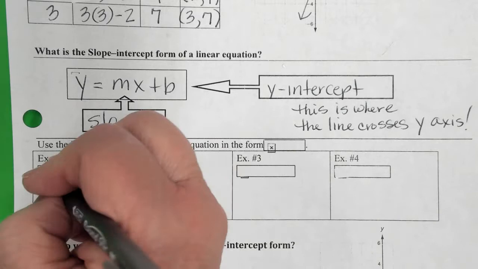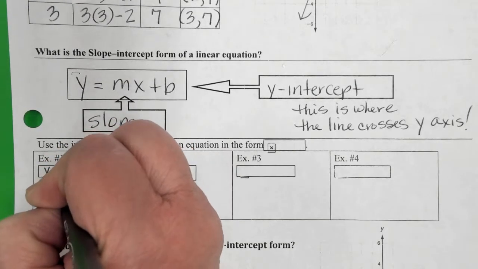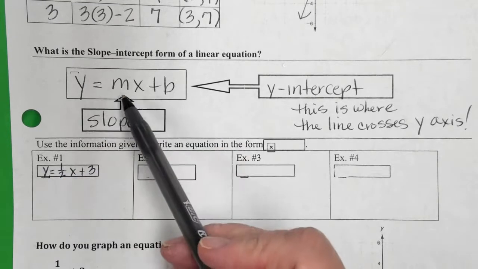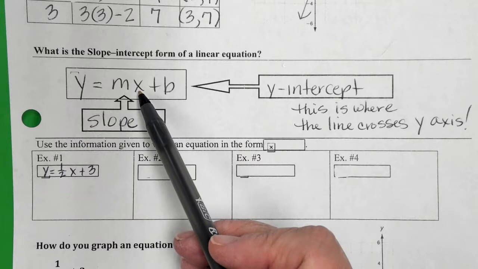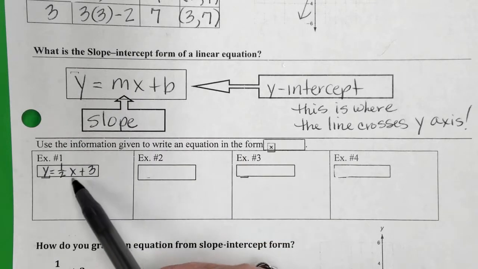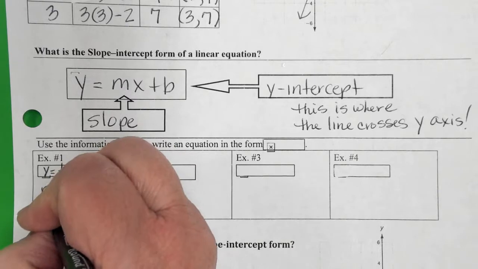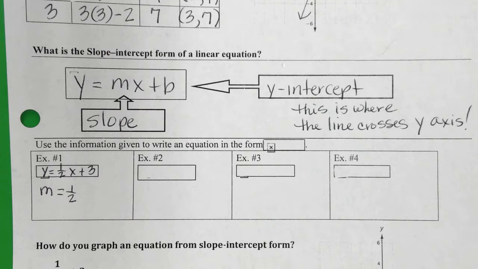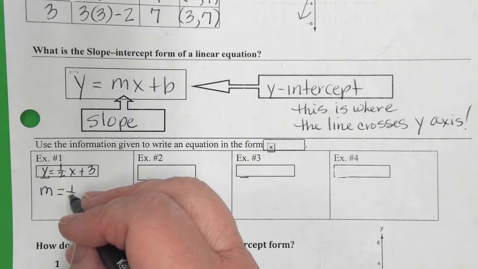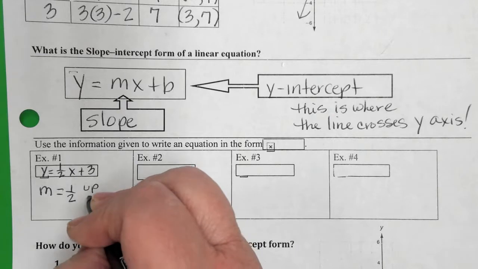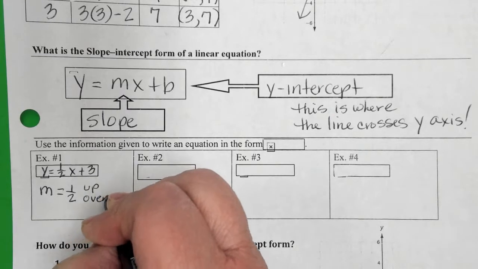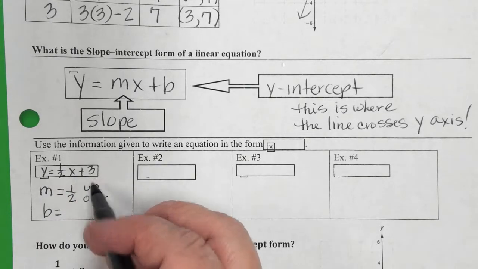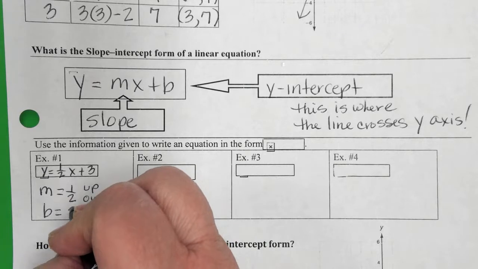Here we go. y equals 1/2 x plus 3. Remember, our slope is the coefficient of x. So when we look at our equation, our slope equals 1/2. And just to remind ourselves, if we were counting that slope on a line, that would be up 1 over 2. Next, our y-intercept, that's positive 3. It's the constant by itself.